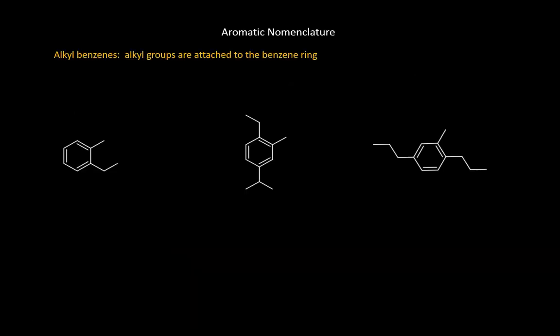Finally, you should be getting used to line diagram versions, so try naming these 3 and then come back to see the answers. The first one has a methyl and an ethyl group, so the name is 1-ethyl-2-methylbenzene. Here's the second name. Here's the lowest numbering. So now it is just alphabetical. I for isopropyl, E for ethyl, M for methyl.